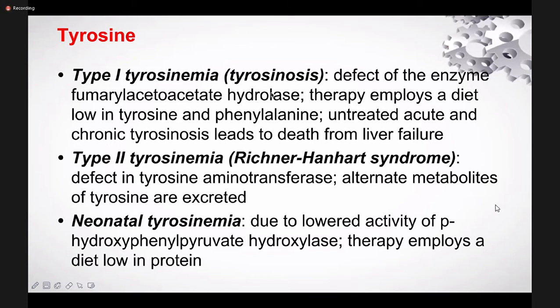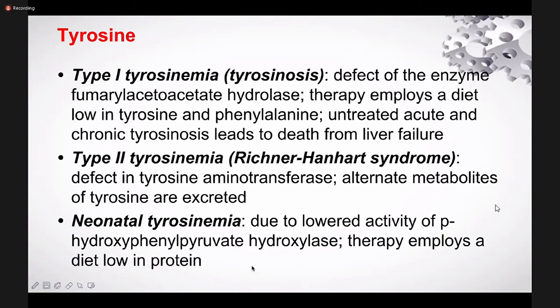Then we also have type 2 tyrosinemia or Richner-Hanhart syndrome. The defect is in tyrosine aminotransferase. Since there is a defect in this enzyme, alternate metabolites of tyrosine are excreted because they build up. The catabolism cannot progress anymore to form the end product. Then we also have neonatal tyrosinemia, due to lowered activity of p-hydroxyphenylpyruvate hydroxylase. Again, therapy is just diet modification, a diet low in protein.